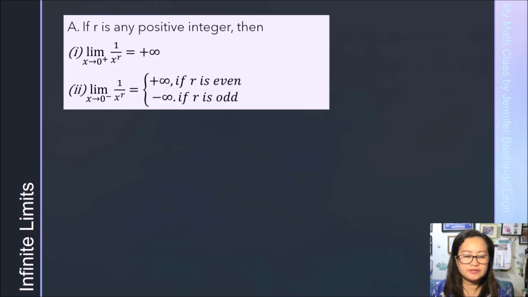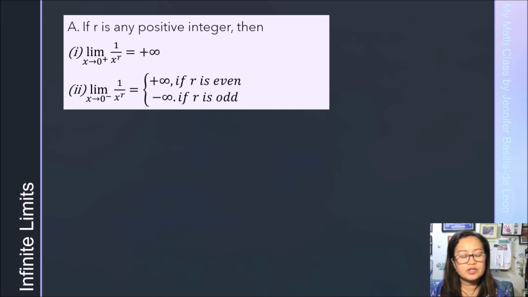Aside from the limit laws that we have just discussed, we also have laws governing infinite limits. Let's take a look at the first set. If r is any positive integer, then we have two conditions. The limit of 1 over x raised to r as x approaches 0 from the right is equal to positive infinity. Second condition, the limit of 1 over x raised to r as x approaches 0 from the left is equal to, there can be two possibilities, positive infinity if r is even. The second one would be negative infinity if r is odd.